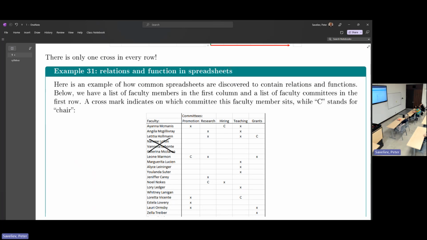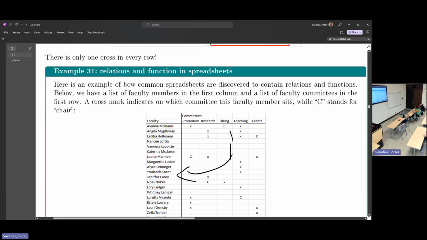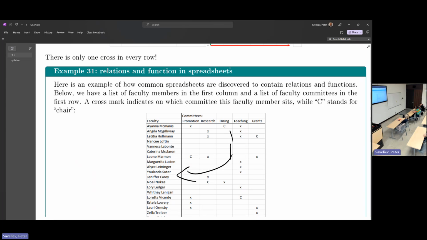Backwards, I mean, what if the inputs are the committees, not the faculty? You see? Every committee has exactly one chair. That's a function for you. So the function works this way: committee to chair within the faculty.